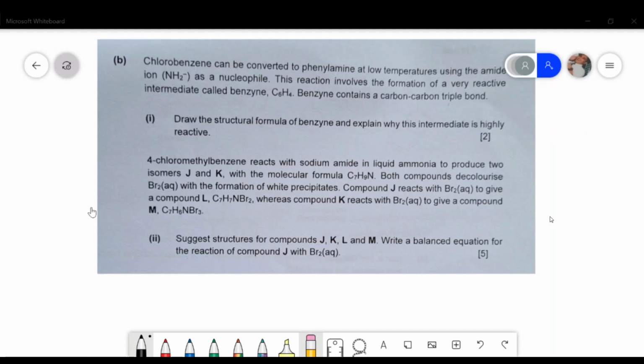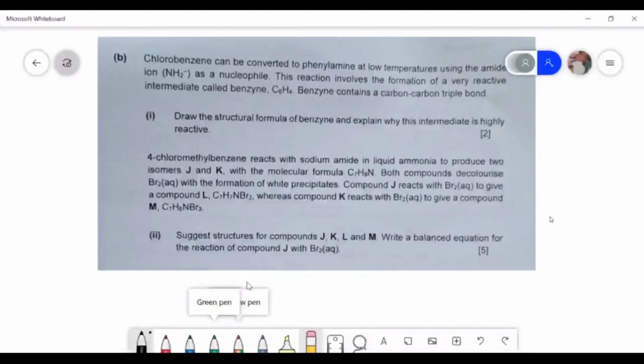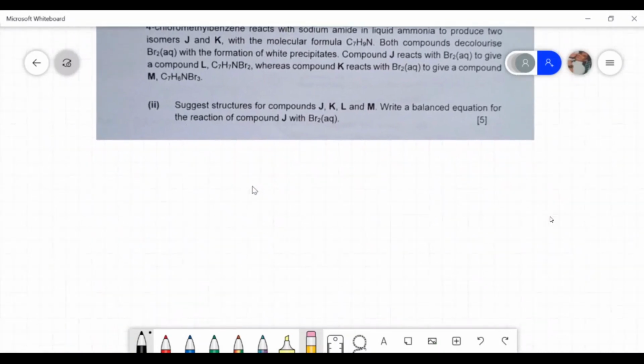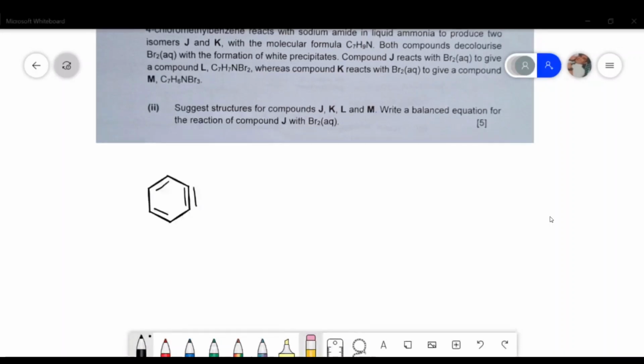What do you guys think is the reason why benzene is highly unstable? Let's start with that. If you guys can do this question right, you should give a pen on your bags or something, because this is insanely hard. So let's just start with part 1. I'll draw a benzene first in case you don't know what it is. Benzene looks like this. It looks very cursed, but that's what it looks like.